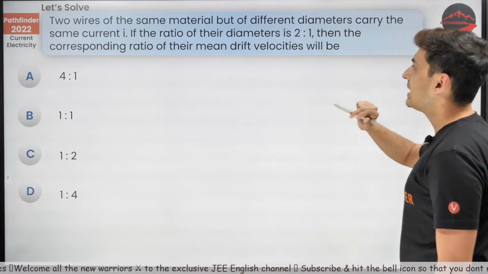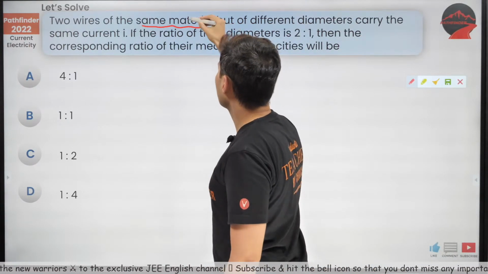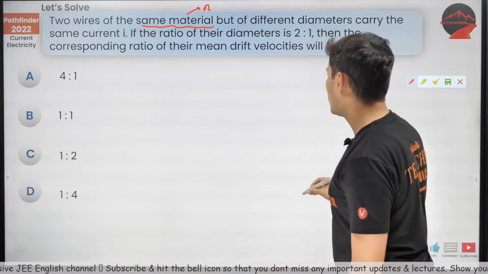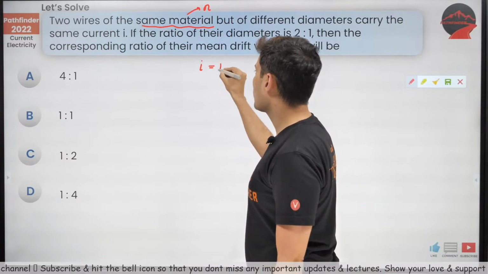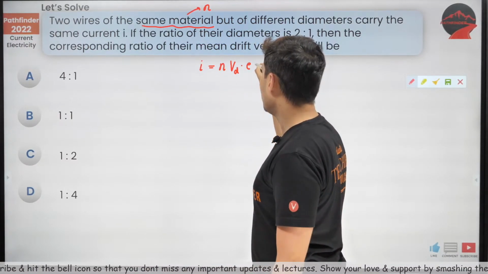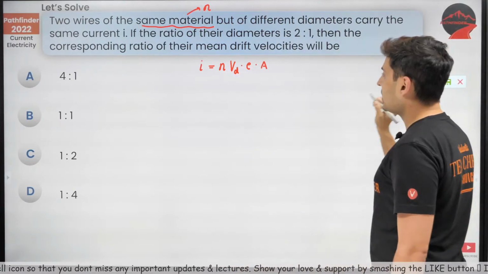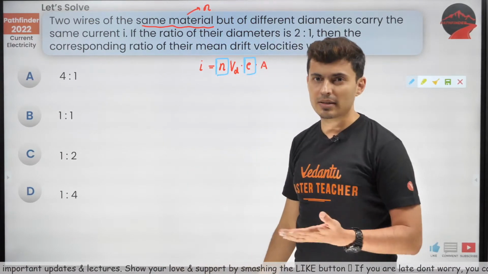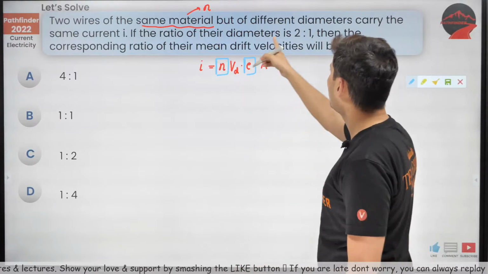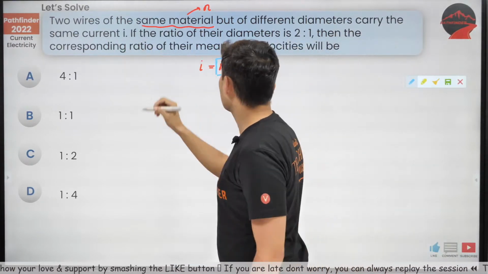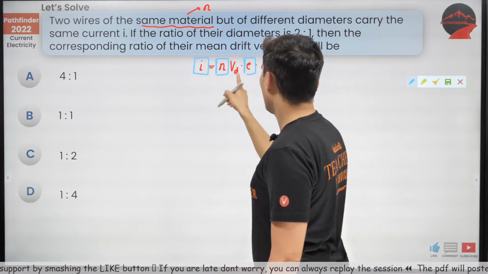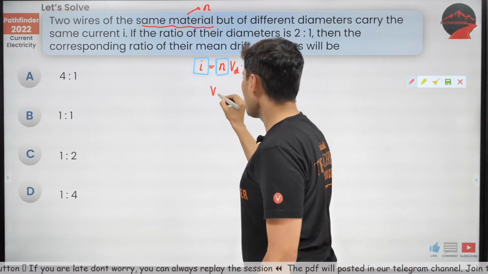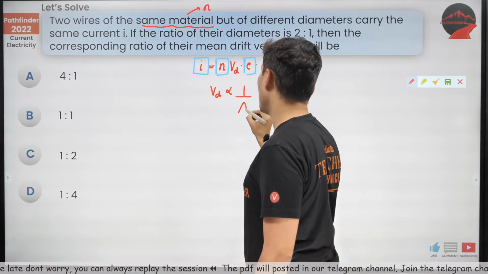So two wires of the same material. Now think about it. When the material is same, it means the number of free charges per unit volume is same. And what's the formula for drift velocity? I just told you. I is equal to n Vd e A. Now, out of these terms, n is same, e is a constant, 1.6 times 10 to the power minus 19, and it is also given that they carry the same current. That means even I is same. So only drift speed and area are variables. So it's easily seen drift speed is inversely proportional to area.